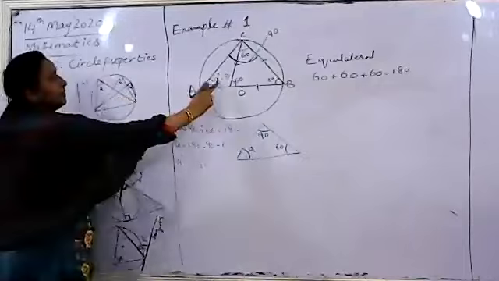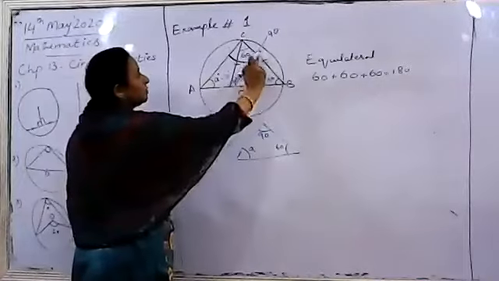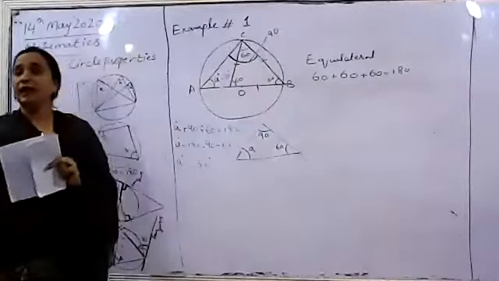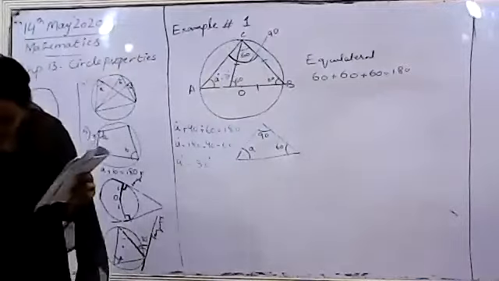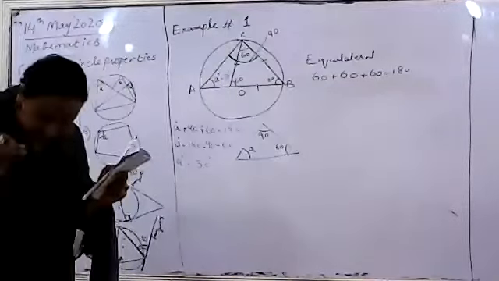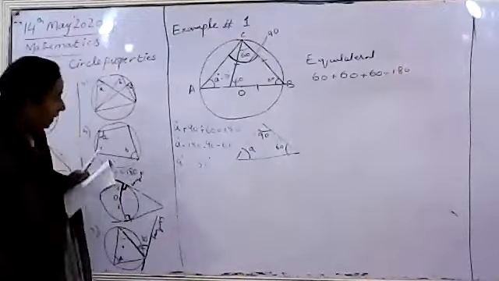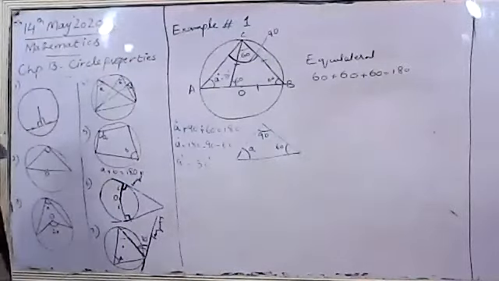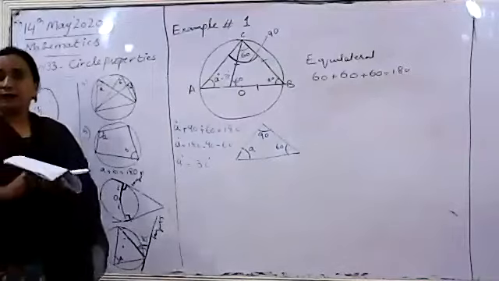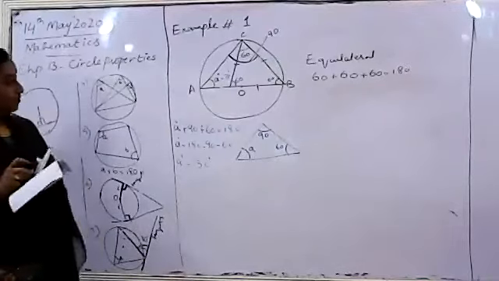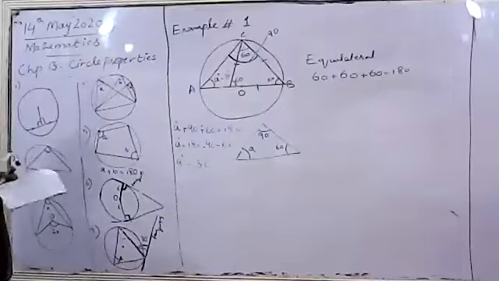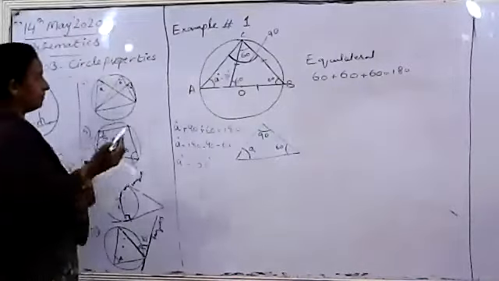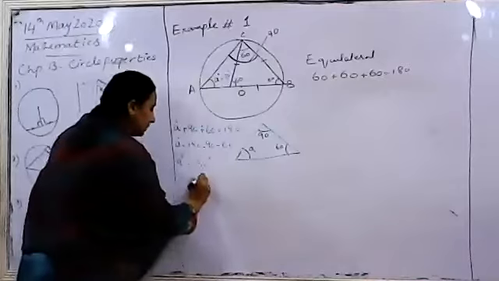See, this is 30, this is 60, and this whole angle is 90 degrees, and all the three angles sum up to 180 degrees, right? Any problem, students? If you have any problem, you can jot it down and ask me at the end of my session, whatever your problems are. All right, I'll move forward with my next question, or I can say example number 2.